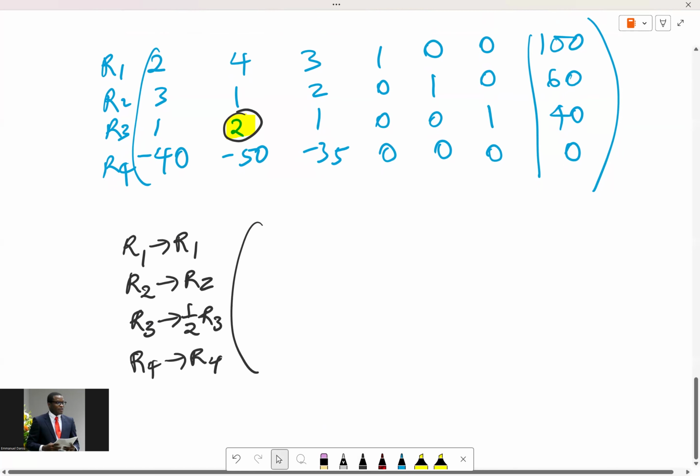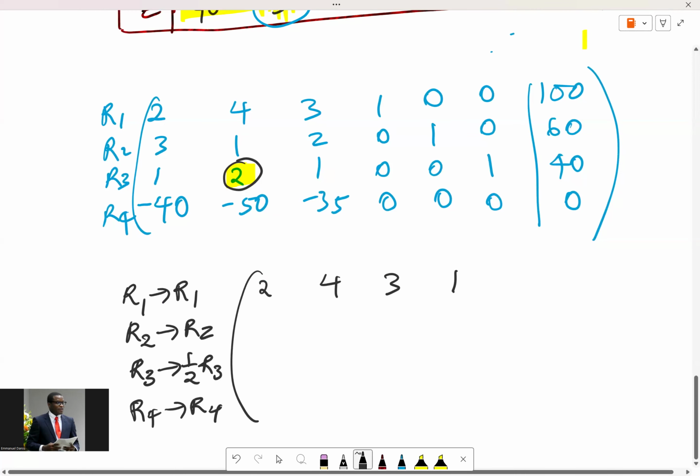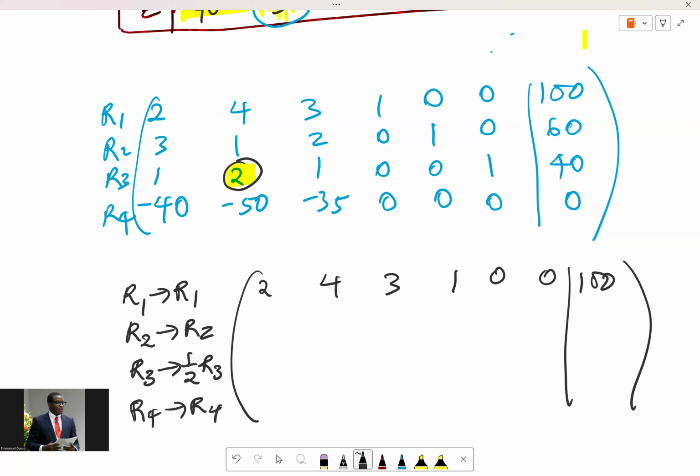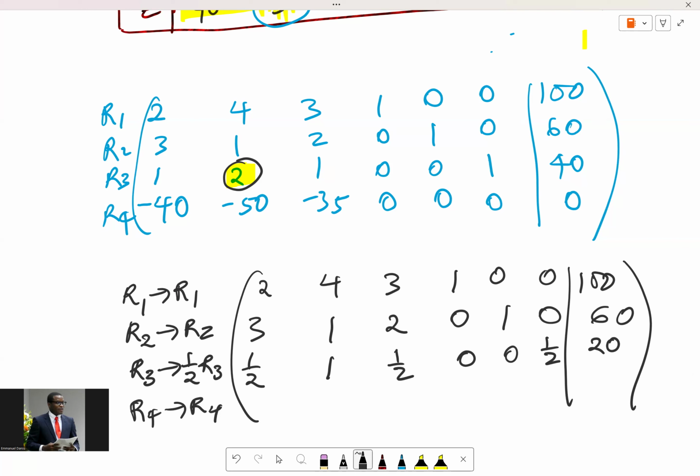So we have 2, 4, 3, 1, 0, 0, then 100, like that. Then next, R2 also remains the same: 3, 1, 2, 0, 1, 0, 60. And then the third line now, you divide by 2. So this is 1 over 2. This is 1. This is 1 over 2 again. This is 0. This is 0. This is 1 over 2. 40 over 2 is 20. And then row 4 is row 4. So minus 40, minus 50, minus 35, 0, 0, 0, 0.